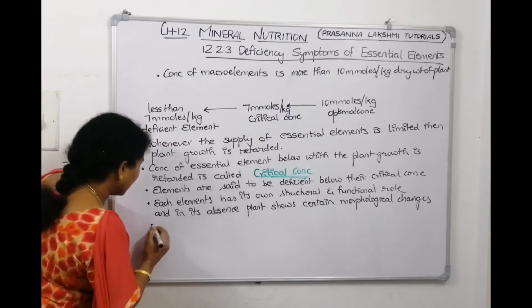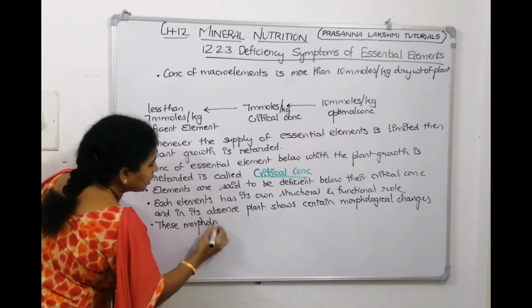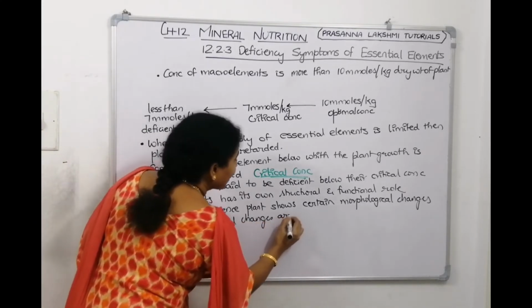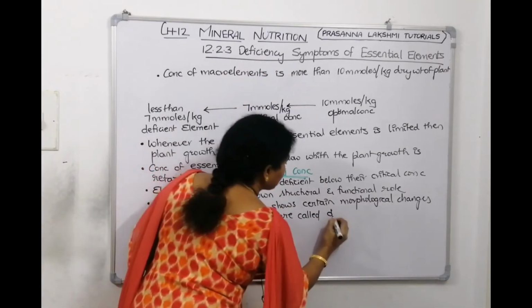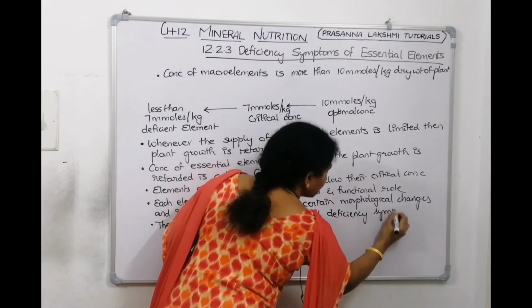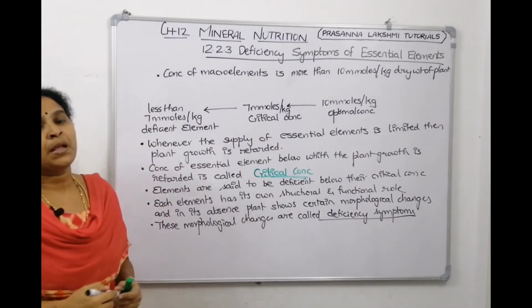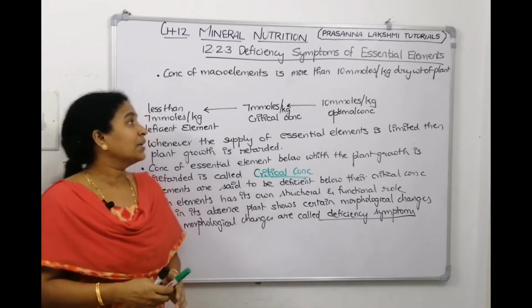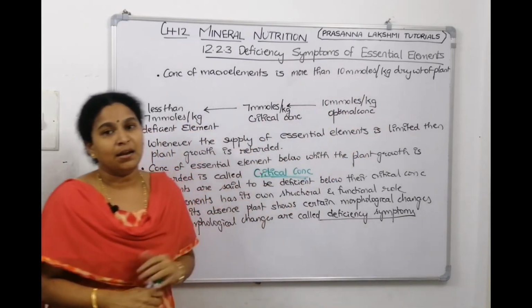So these morphological changes are called, what are they called? Deficiency symptoms. Children, understood? I think we are clear. Let us see what we wrote on the board. Then you will take a screenshot, then we will continue. Our topic is deficiency symptoms of essential elements.